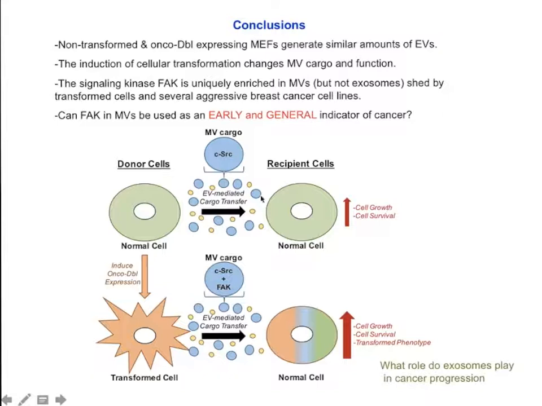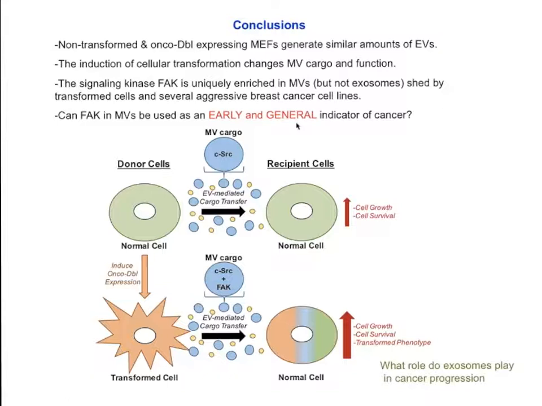And what we have found is that the extracellular vesicle amounts produced by each of these cell types doesn't change, but their cargo does. In particular, we found that there is an active signaling complex of both c-Src and FAK that can be transferred to recipient cells and induce a transformed phenotype in normal cells around the tumor. And like I said earlier, now what we're really positioned to do is ask if FAK can be detected in MVs derived from a number of different cancer types, low-grade and high-grade tumors, and that would define whether it could be used as an early and then potentially a general indicator of cancer progression.